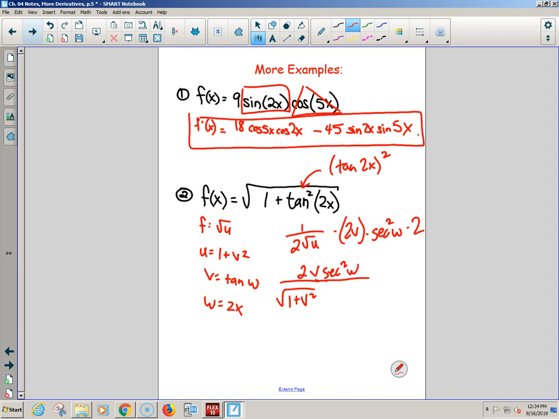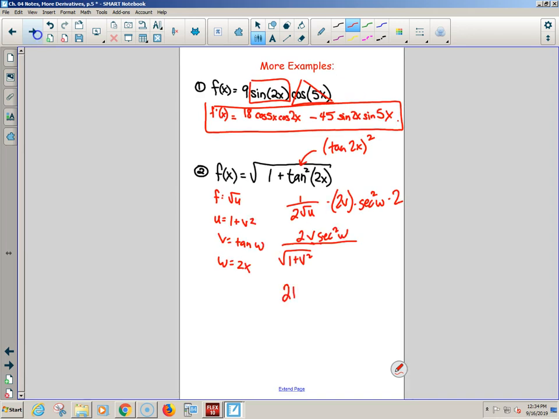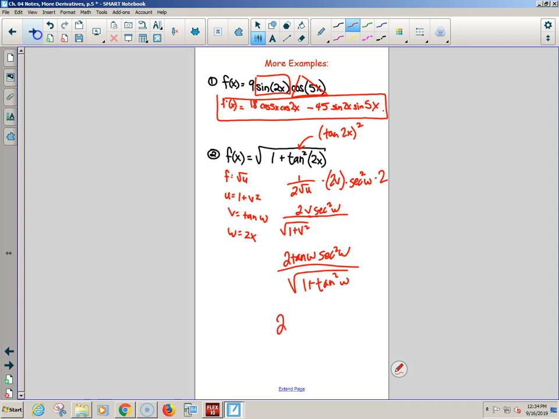And then you would go plugging in your v's. So then you would have 2 tan of w secant squared of w all over the square root of 1 plus tan squared w. And then you would finish with your 2 tan of 2x secant squared of 2x all over the square root of 1 plus tan squared 2x.